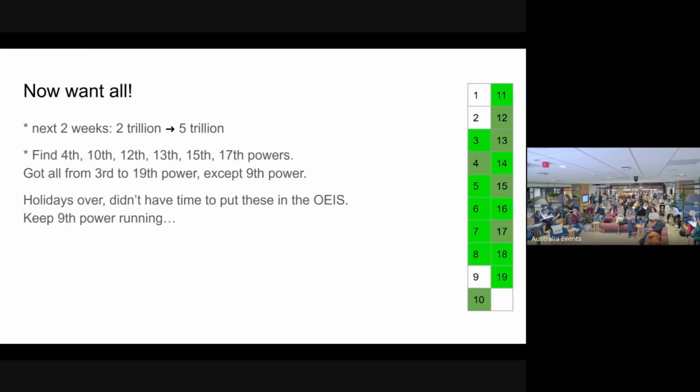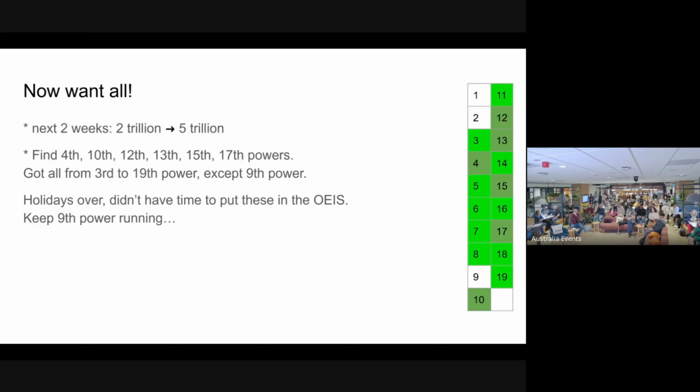So in the next 2 weeks, I keep running these computers. And so I was looking up to about 2 trillion, and now I'm looking up to 5 trillion, 5 trillionth prime number. And so now I've found these other ones, the 4th, 10th, 12th, 13th, 15th, 17th powers. So now I've got everything from 3 to 19, except the 9th power.